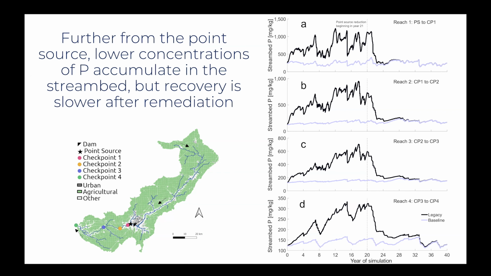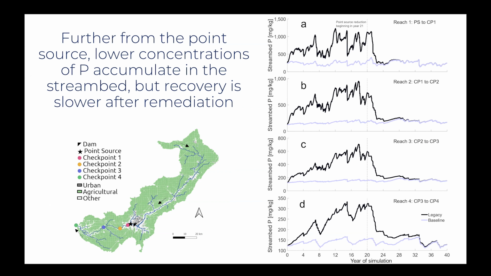And in contrast, in the bottom plot, the section of stream bed between the third and the final checkpoint only reaches about 300 milligrams per kilogram, so much lower. After remediation happens in the legacy scenario, which begins at the dashed vertical line at year 21 here, the streambed phosphorus concentration in the upstream section, that's the top plot, recovers to the same as the baseline level in about 2 to 3 years.